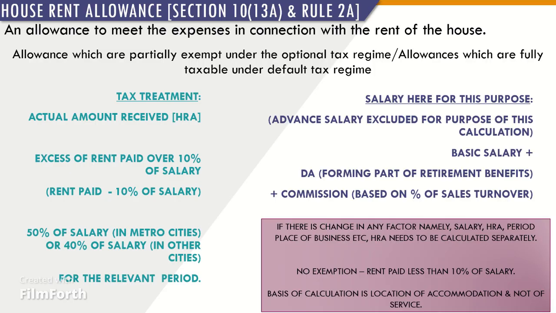Here salary should be taken while calculating. Salary for this purpose means basic salary, dearness allowance forming part of salary if provided in terms of employment, and commission as a fixed percentage of turnover. Salary means salary on due basis. Relevant period means the period during which the said accommodation was occupied by the assessee during the previous year.